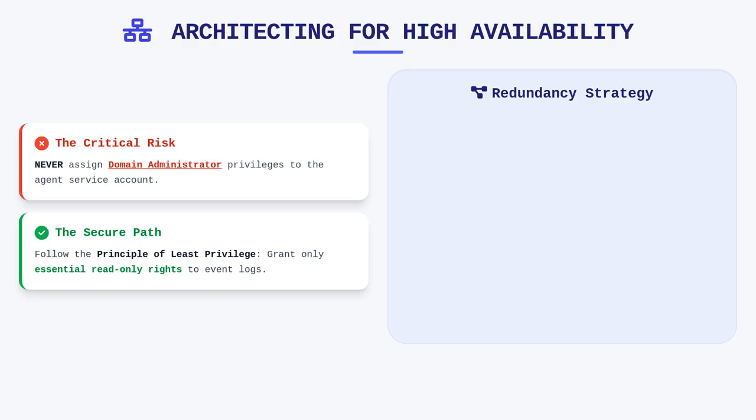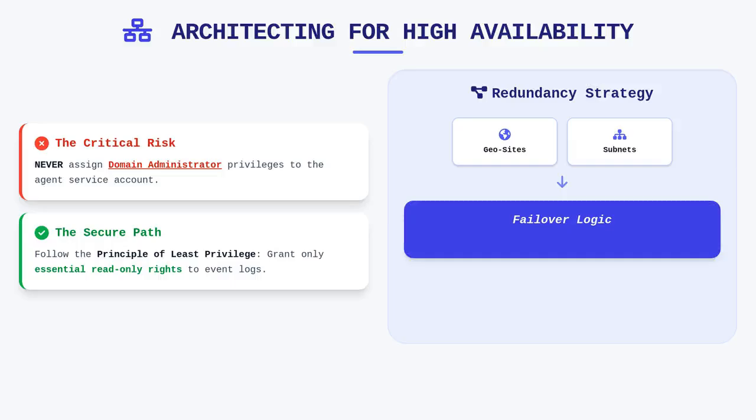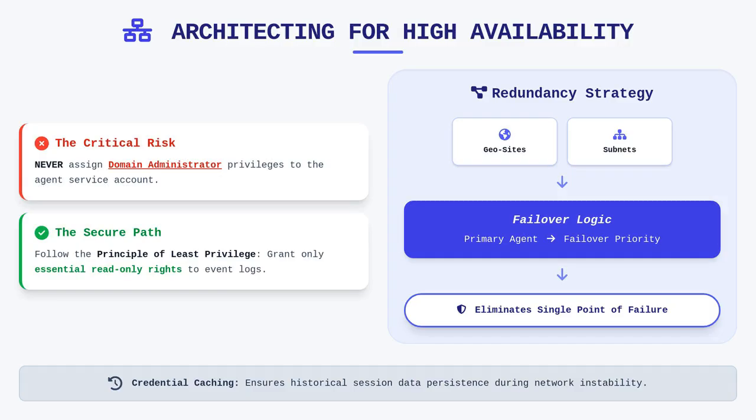For larger enterprises, relying on a single agent creates a single point of failure that could leave your firewall blind to new user associations. You can deploy multiple agents across different geographic sites or subnet groupings to ensure redundancy and distribute the workload. When doing so, you must configure the firewall to communicate with a primary agent and define failover priorities. Proper caching of credentials, when handled in adherence to organizational security policies, ensures that even during temporary network instability, the firewall maintains a degree of historical session data.